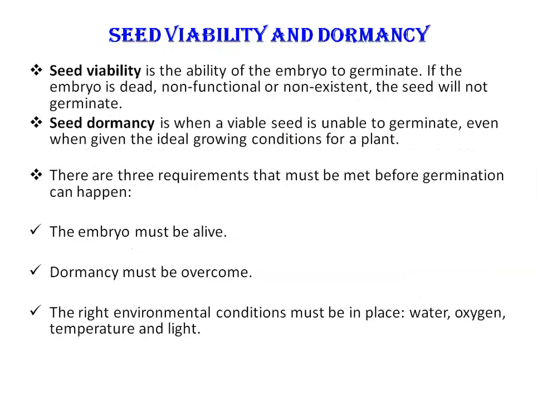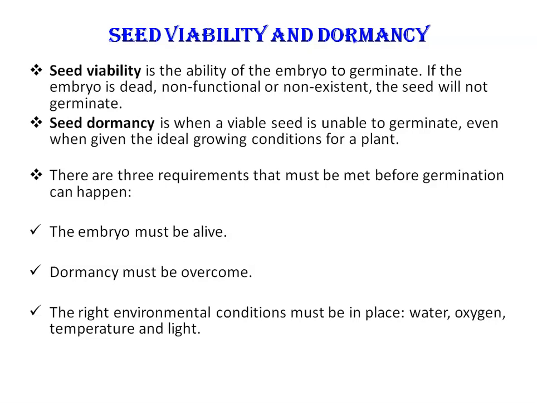Then seed viability and dormancy. Seed viability is the ability of the embryo to germinate. If the embryo is dead, non-functional or non-existent, the seed will not germinate. Seed dormancy is when a viable seed is unable to germinate, even when given the ideal growing conditions for a plant. So there are three requirements that must be met before germination of a seed can happen. First is the embryo must be alive. Second is dormancy must be overcome.